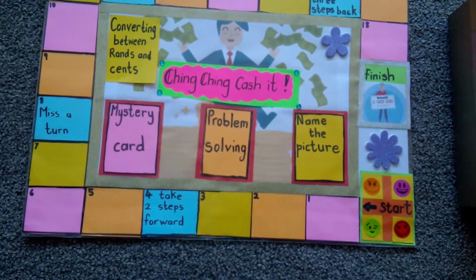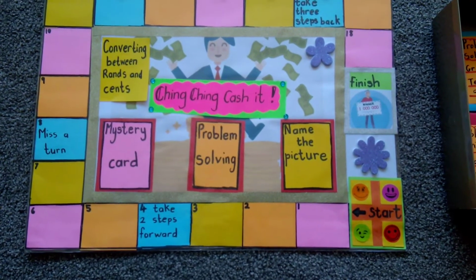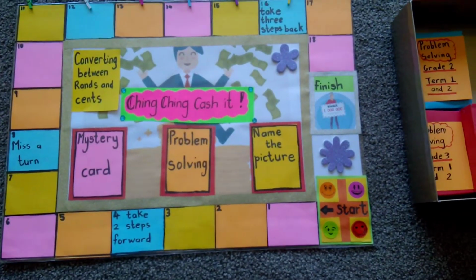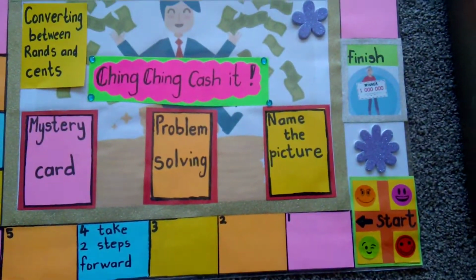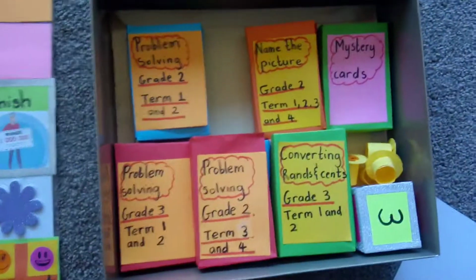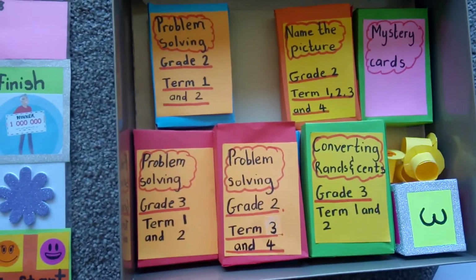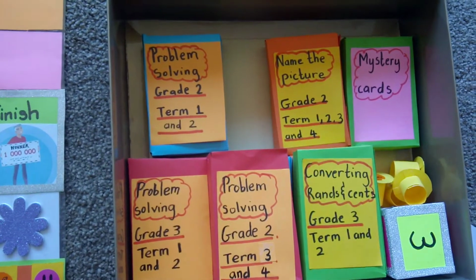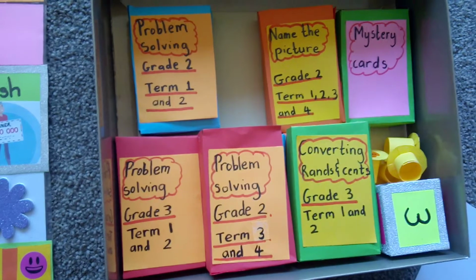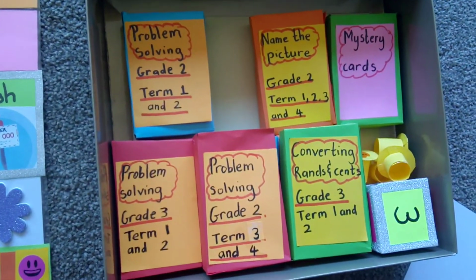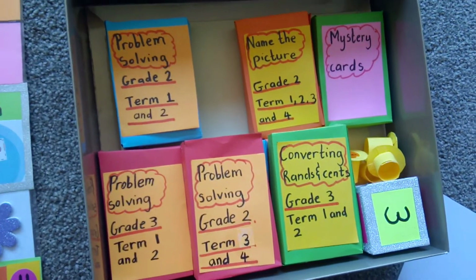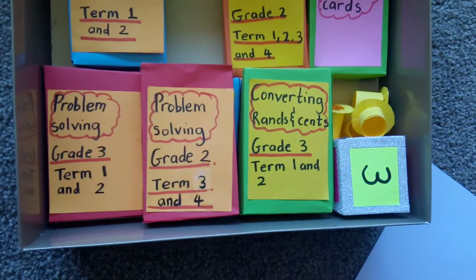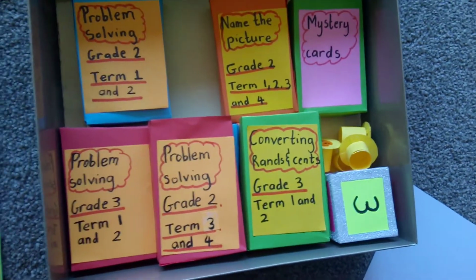What makes this game stand out? The game uses grade 2 content from term 1 till term 4 on the concept of money. The objectives of the content are recognizing rands and cents and solving money problems. As you can see in the blocks here, in each box there are different cards for each grade, grade 2 and grade 3, and the terms. And for grade 3, we have included the content from term 1 till term 4. The objectives focus on converting, as you can see in this box, between rands and cents, and problem solving.